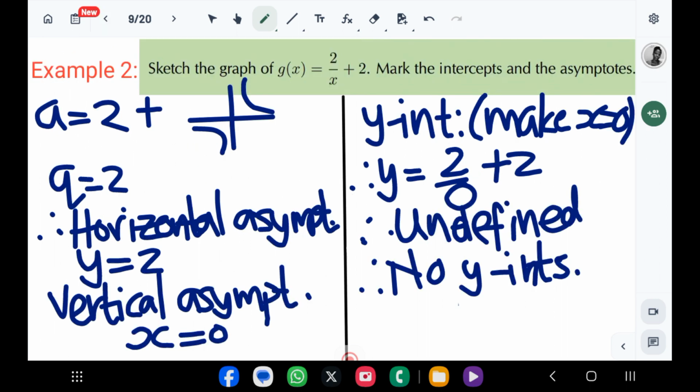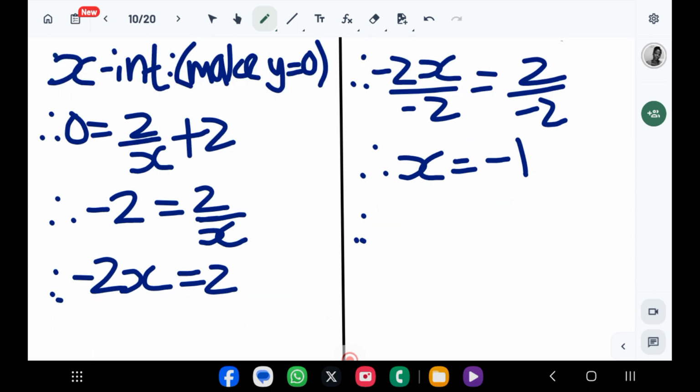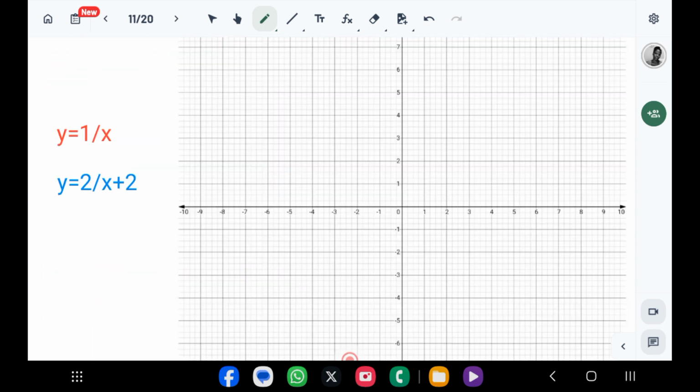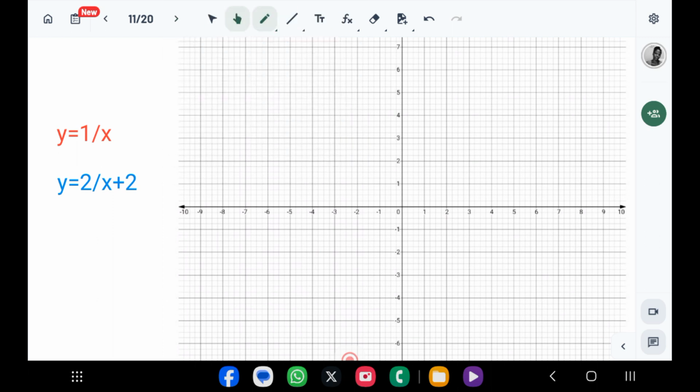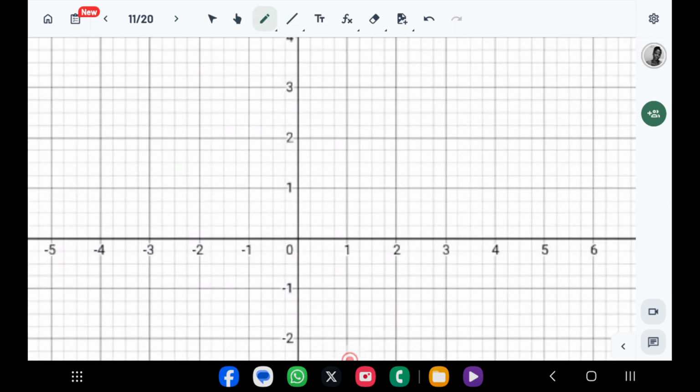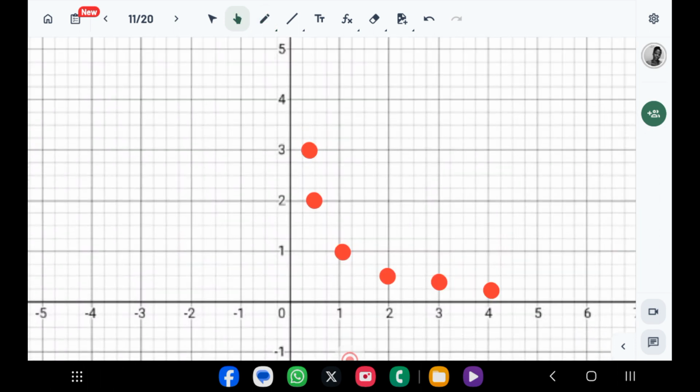Now that we found our asymptotes and our intercepts, and we know what the shape is going to look like, let's draw the graph. Let's start with the red one, which is the standard graph. The standard graph is very easy to draw. We go 1, 1; 2, a half; 3, a third; 4, a quarter; and then 1/2, 2; 1/3, 3; and 1/4, 4.